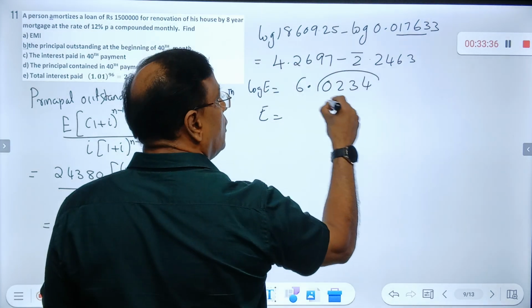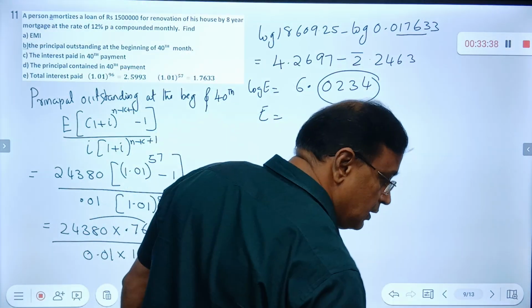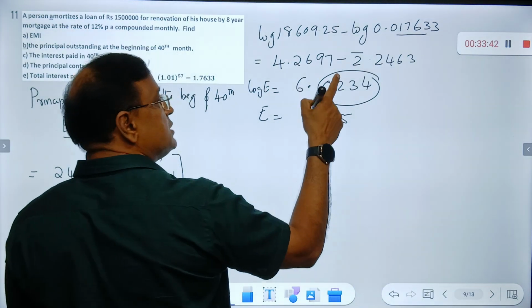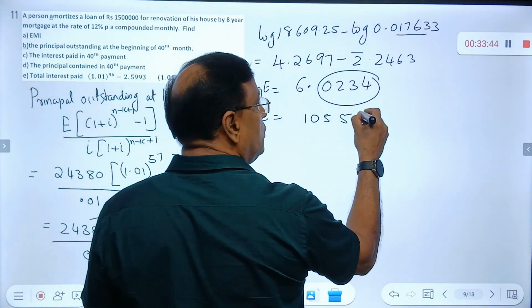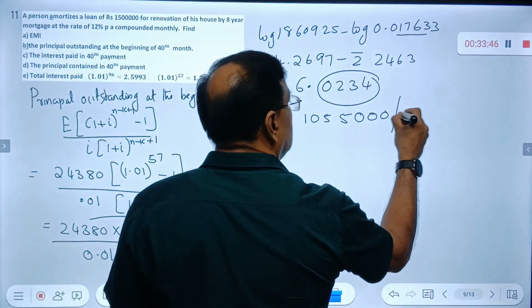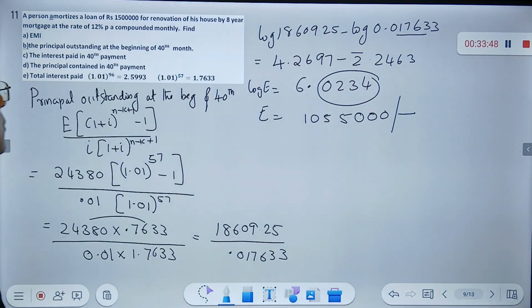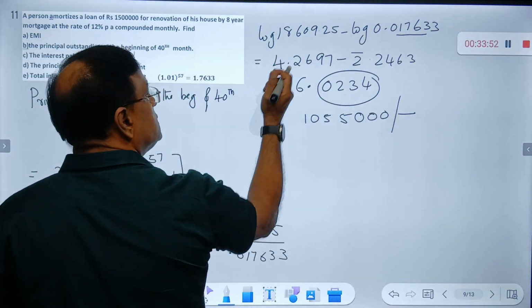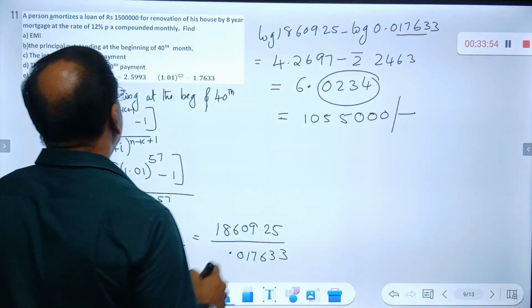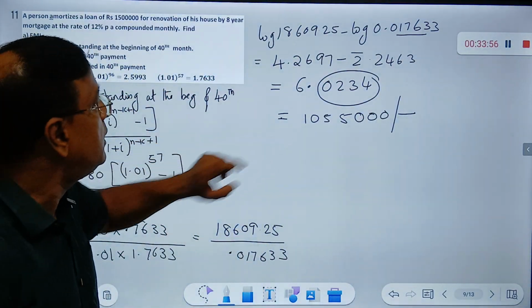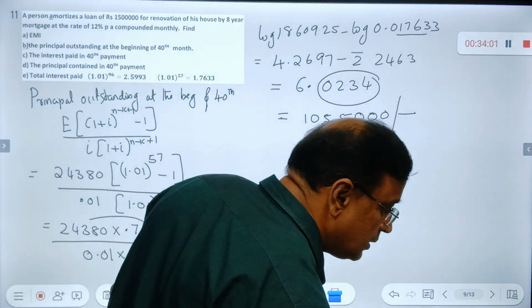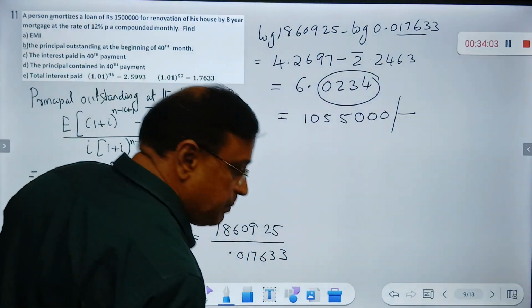Now take anti-log. Look at anti-log of 0234. That will give you 1055. Since it is 6, it has to be 7-digit numbers. Already have 4. Add 3 more zeros. So what is this? This is the principal outstanding at the beginning of the 40th month. Correct? Now what is the next part of the question?